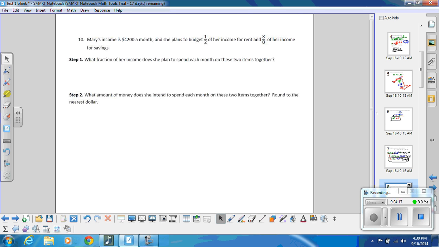What does that mean is, if I know 1/2 is for rent and 3/8 is for savings, I'm going to have to add those up. Okay? So I'm going to take those two fractions, I'm going to add them. So 1/2 plus 3/8. Well, if you have a calculator, you can do fractions and add and subtract and multiply, divide in there. That's a good way to check. Most teachers do want to see some work here. So I need to get a common denominator.